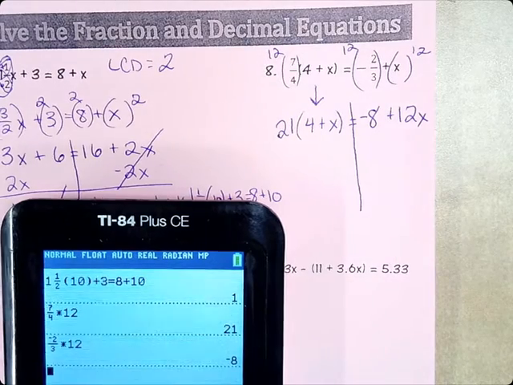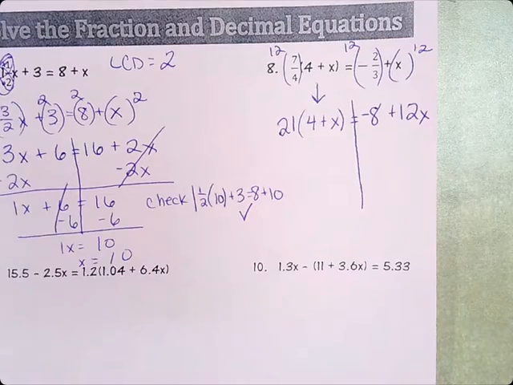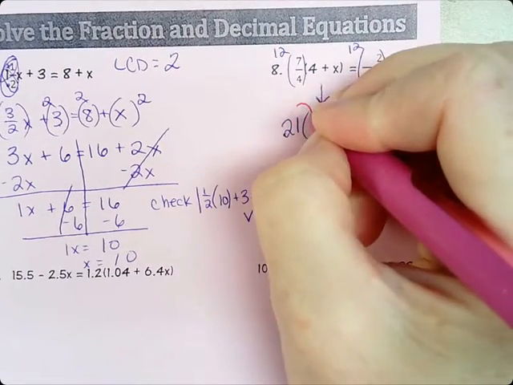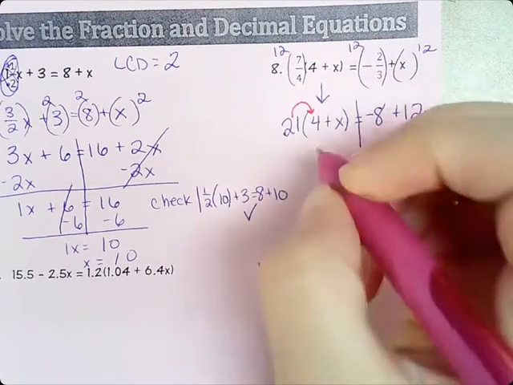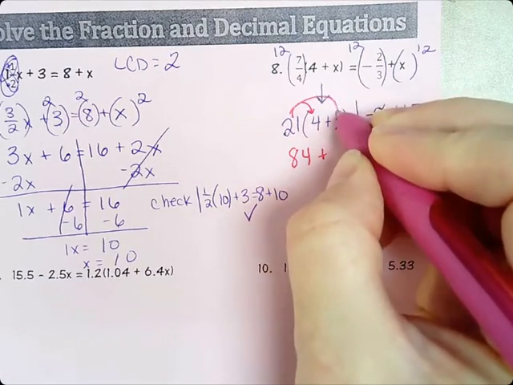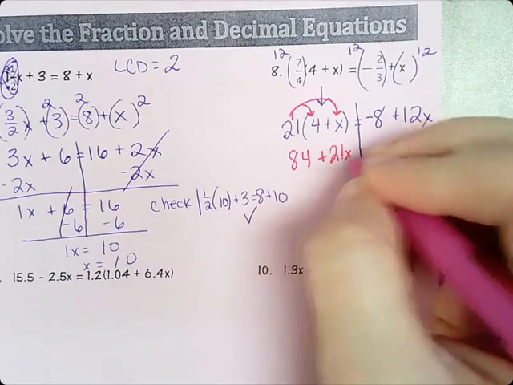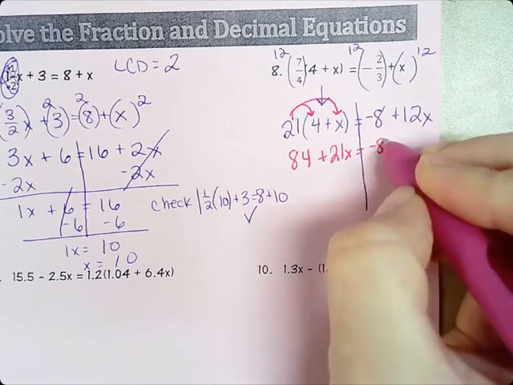So now we'll solve it like normal. So we do need to distribute. So 21 times 4, 84. Okay. 21 times x, 21x. And then the other side we can't do anything with.